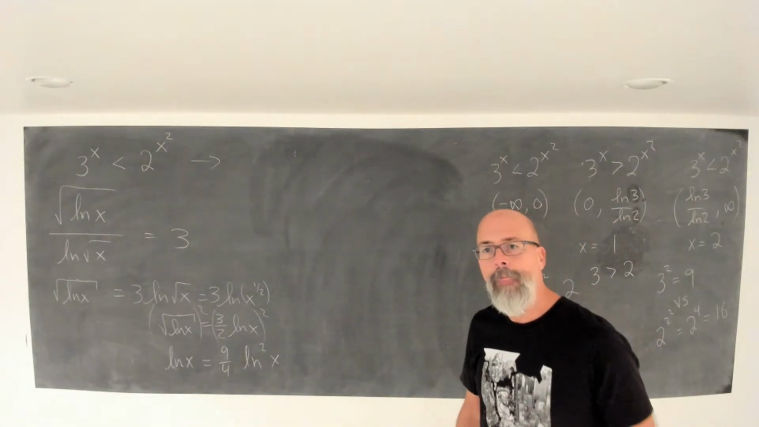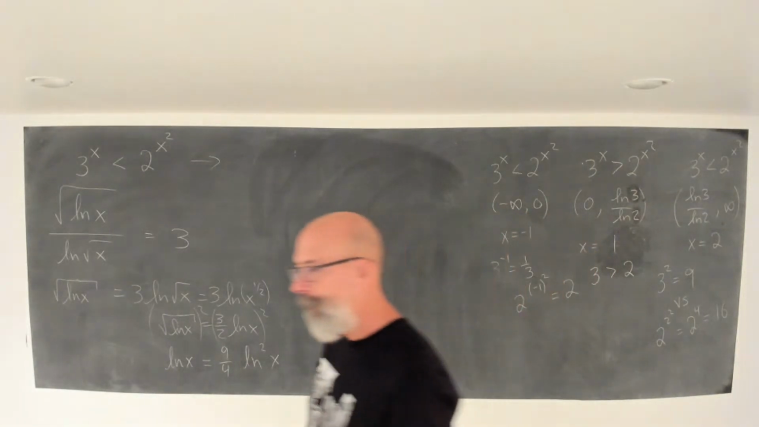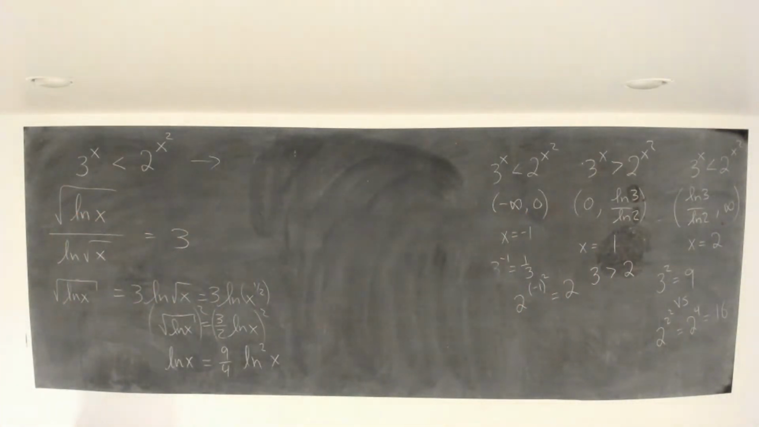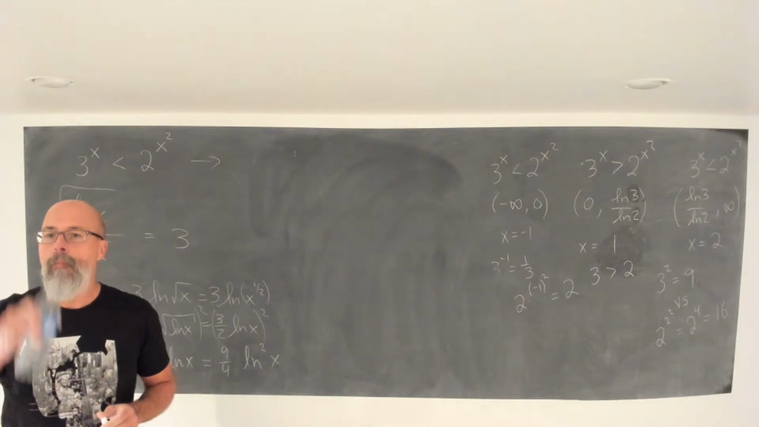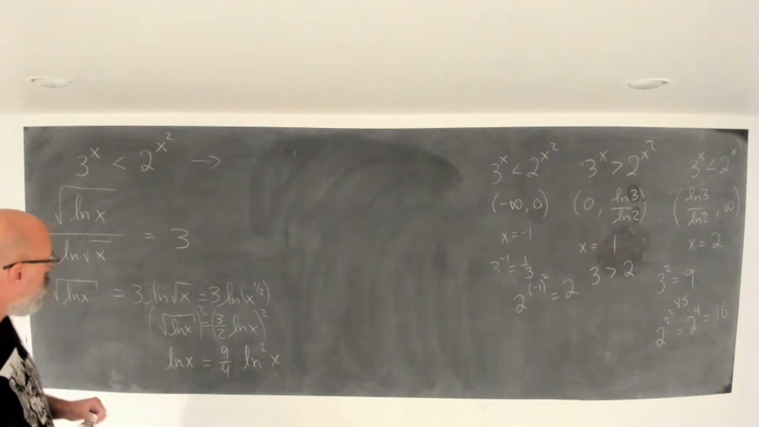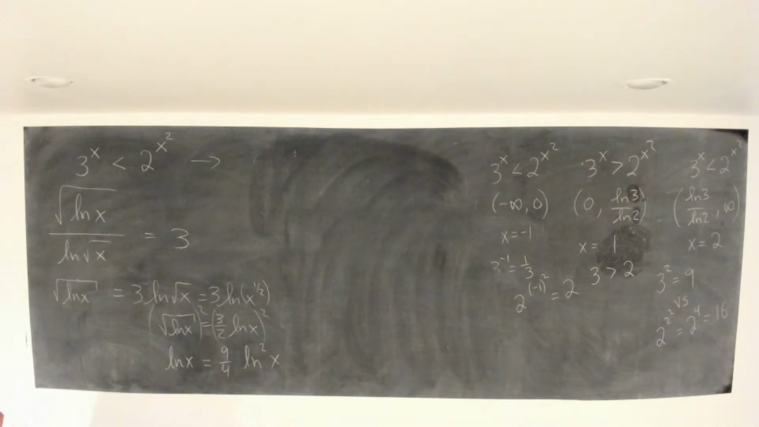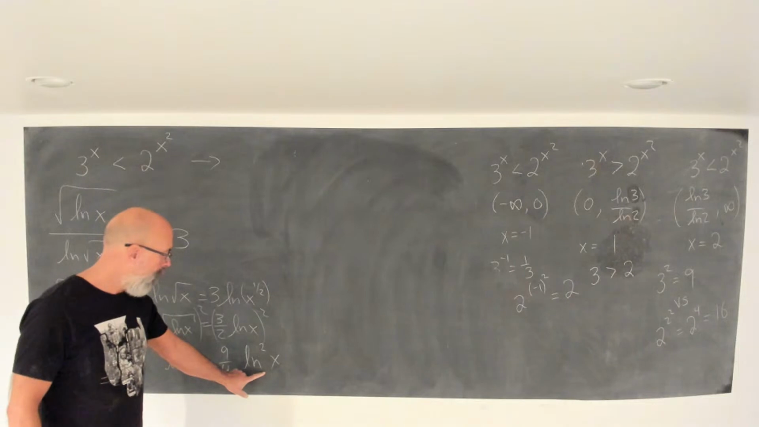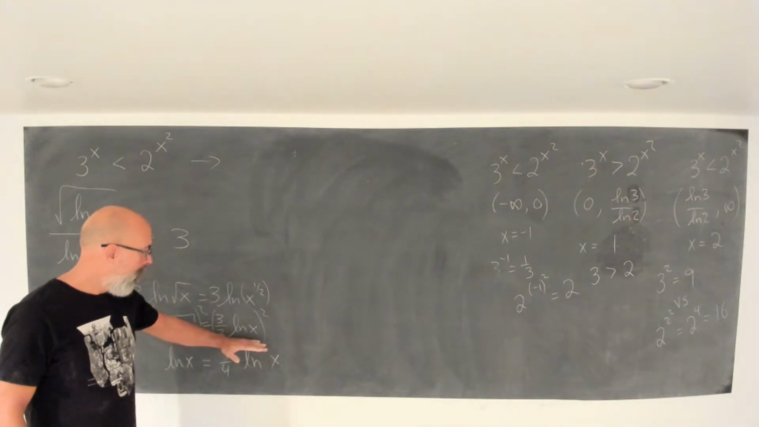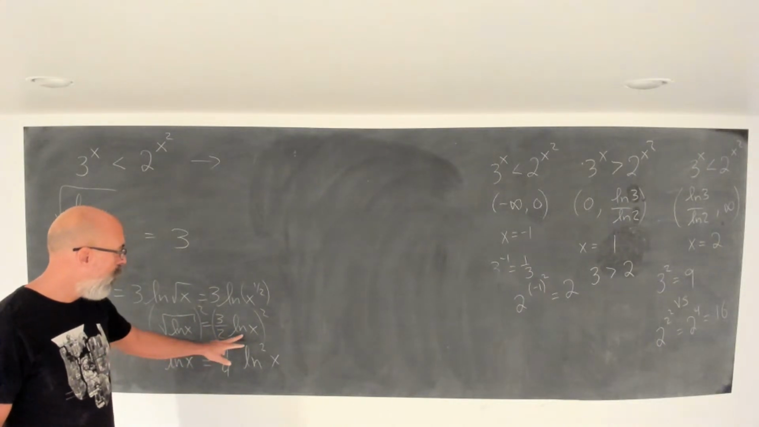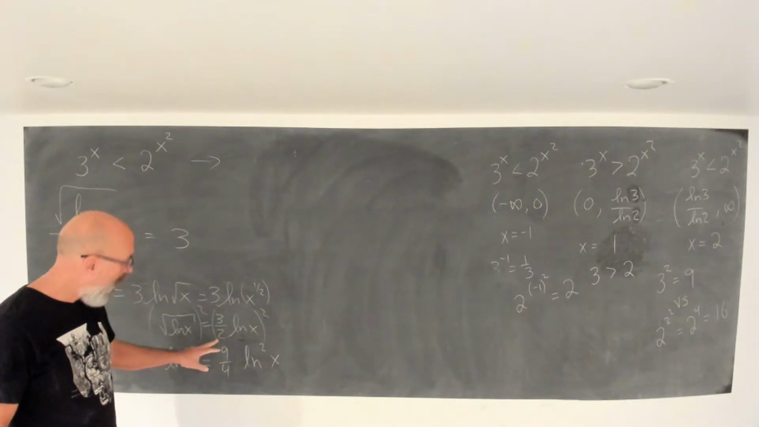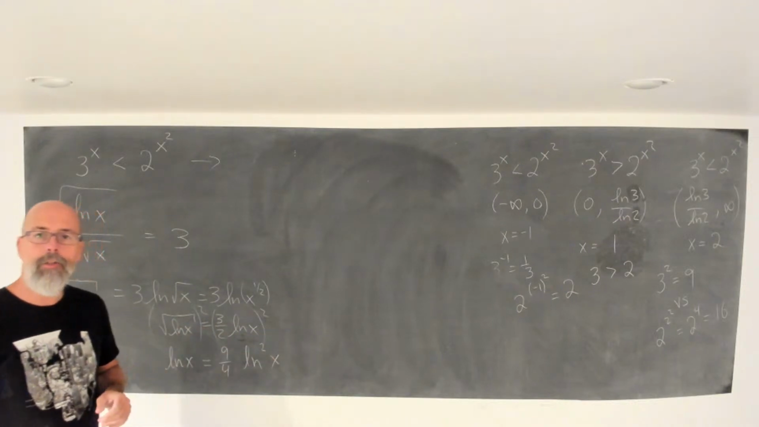Questions here? How are we doing? Anyone? Why does the x not get squared here? Well, I'm squaring the whole thing. So it's still, right? This is 3 over 2 ln x times 3 over 2 ln x.